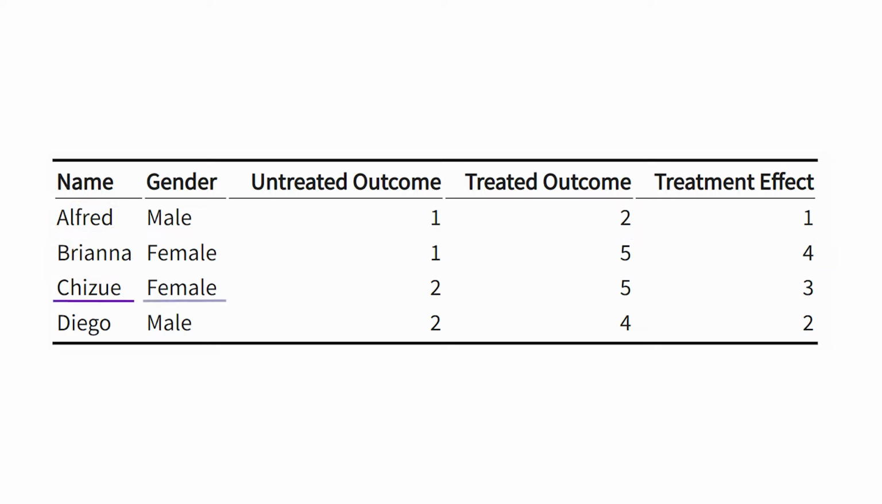We got Chizu, who is female. If Chizu is untreated, then she gets an outcome of 2. If she is treated, she gets an outcome of 5, so her treatment effect is 3. And we got Diego, who is male. If he is not treated, he gets an outcome of 2. If he is treated, he gets an outcome of 4, so his treatment effect is 2. So we could also, of course, think of the average treatment effect for this group. Their treatment effects are 1, 2, 3, and 4. If you average those out, you get 2.5 as the average treatment effect.